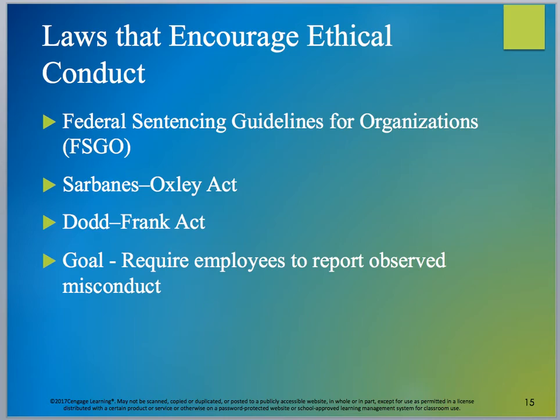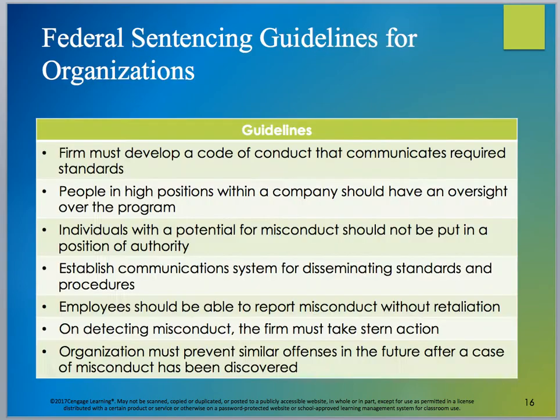As I mentioned in chapter 3, those 3 foundational principles of integrity, honesty, and fairness. And it's all rooted in our conduct. So here are some of the guidelines that organizations must align to and with is the development of a code of conduct that communicates required standards. Those in high positions should have an oversight over the program. Individuals with potential for misconduct should not be put in a position of authority, period. There should be a clear communication system that is established for disseminating standards and procedures to all employees. And the employees should be able to report misconduct without retaliation of any sort. When there's misconduct detected, the organization should take stern, immediate action. The organization must prevent similar offenses in the future after a case has been discovered.